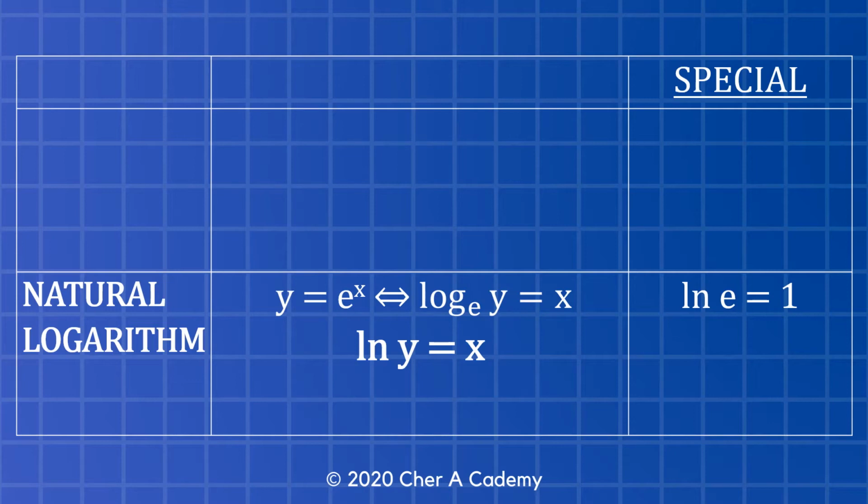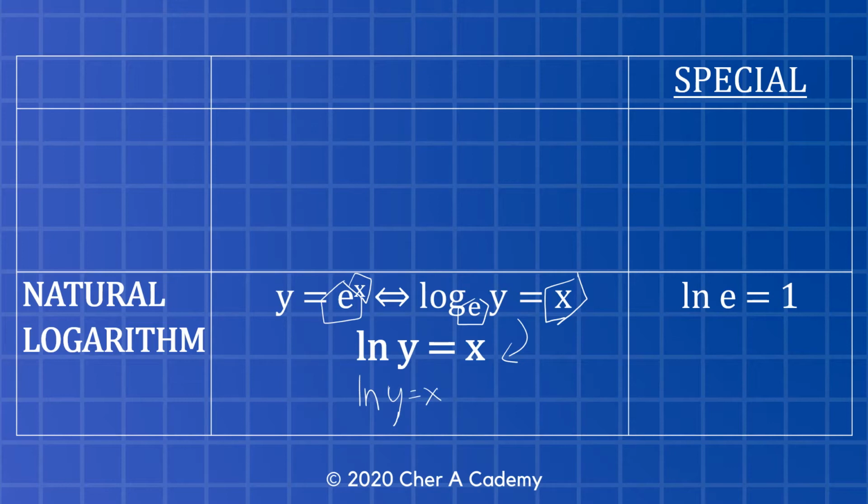Another log that we need to know is the natural log. The natural log is derived from y equals e to the power of x. So e is the base, which is here, and x is the index, the kite, which is on the outside in the log form. So log base e y is equal to x. To write it in the natural log form, we will have ln, which is written like a letter L and n, y is equal to x.